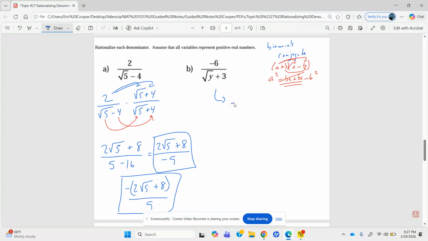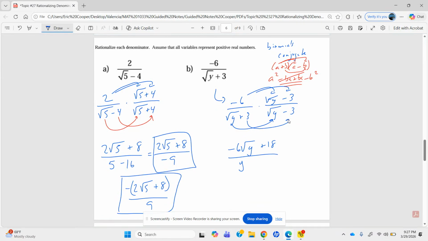We'll do the same thing for B. Again, the bottom is a binomial. So we're going to multiply it by its conjugate. Here it's square root of y plus 3. So now I'm going to do square root of y minus 3 on both the top and the bottom. Here I'll distribute the negative 6. Negative 6 times square root of y is negative 6 square root of y. Negative 6 times negative 3 is 18. Here, square root of y times square root of y is simply y. 3 times negative 3 is negative 9. Nothing else we can really do to this, so we will leave this as our final answer.